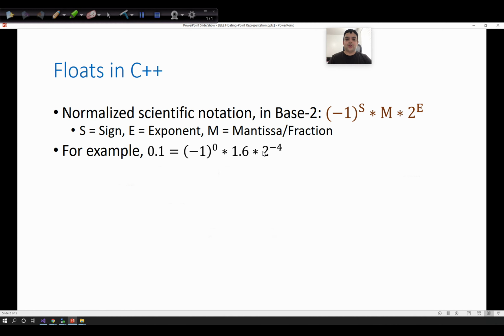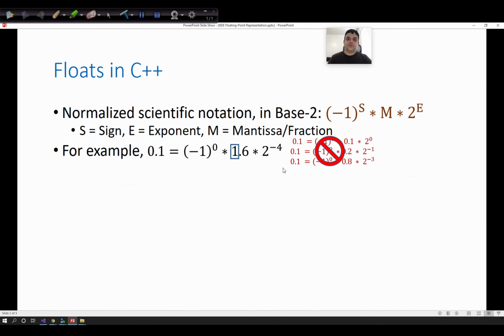Now you may be wondering why 1.6 times 2^-4? Why not 0.1 times 2^0, or 0.2 times 2^-1, or 0.8 times 2^-3? Notice all of them equate to 0.1, but none of them are in the normalized form. So what normalized here means is that the number before the decimal point is fixed to be equal to 1. So the only place where this happens is when it is 1.6 times 2^-4. So again, none of these are in normalized form.